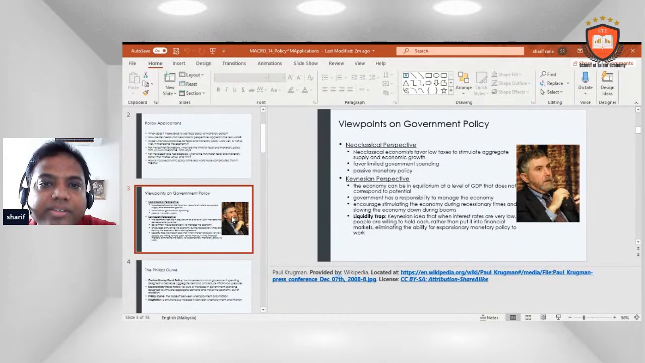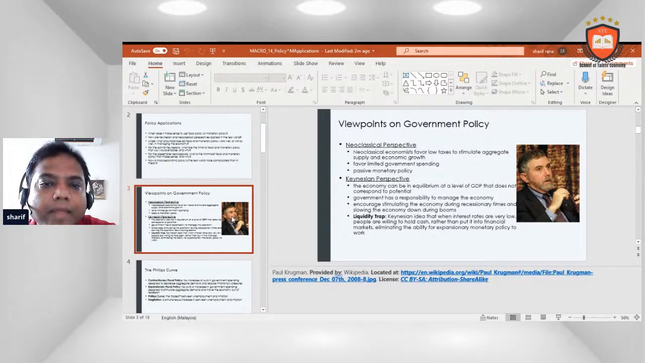Viewpoint on government policy. Neoclassical perspective. Neoclassical economists favor low taxes to stimulate aggregate supply and economic growth. They favor limited government spending and passive monetary policy.